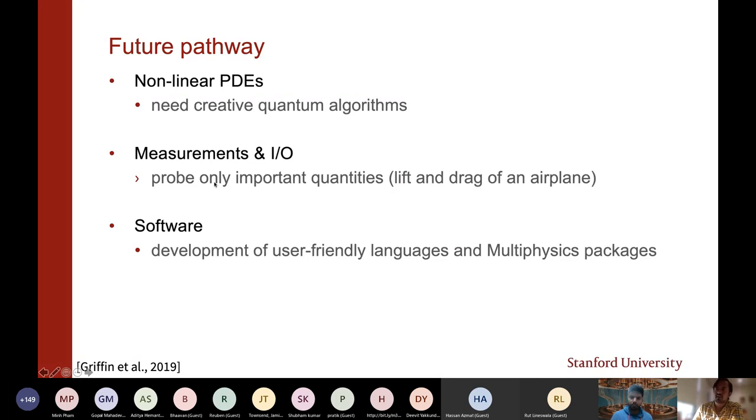And we also need to look at, for example, measurements and input and output is hard. So what we can do is only probe into important quantities of interest. You can design a quantum algorithm so that you don't have to extract the whole velocity field out of it, but you only look at, say, lift and drag of an airplane, because that's the only engineering quantity of interest that most people are looking at, even with a whole big simulation from CFD on classical computers. And the third and most important part is development of user-friendly languages and multiphysics packages for widespread use of this.